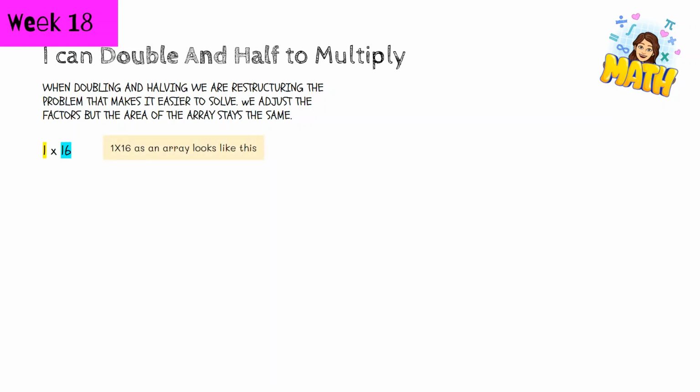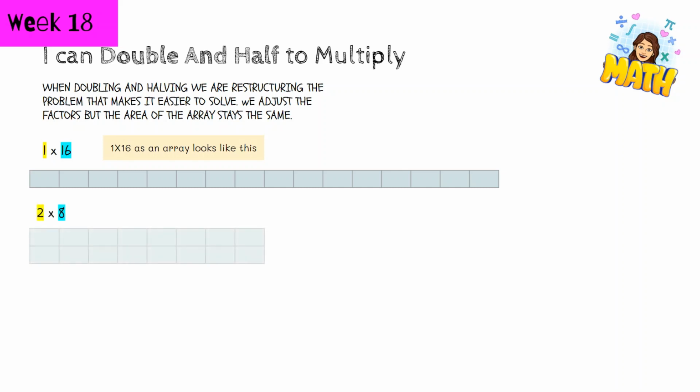1 times 16 as an array looks like this. 1 times 16 is 16 because 1 times any number is that number. 1 times 16 can also be seen as 2 times 8, because 2 times 8 also equals 16. So 1, 16, 2, and 8 are all factors of 16, because all of these numbers multiply to equal 16.